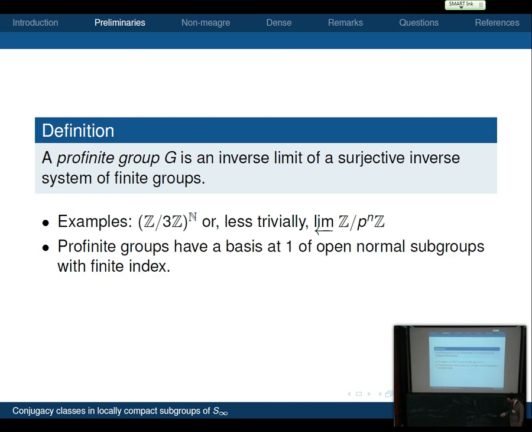So the thing that we'll use quite frequently is that profinite groups have a basis at one of open normal subgroups which have finite index. And profinite groups behave like finite groups. And this is really the key. If you have your favorite theorem about finite groups, chances are there's some profinite analog. And using this intuition is the key step in proving the main theorem that we're setting out to prove.